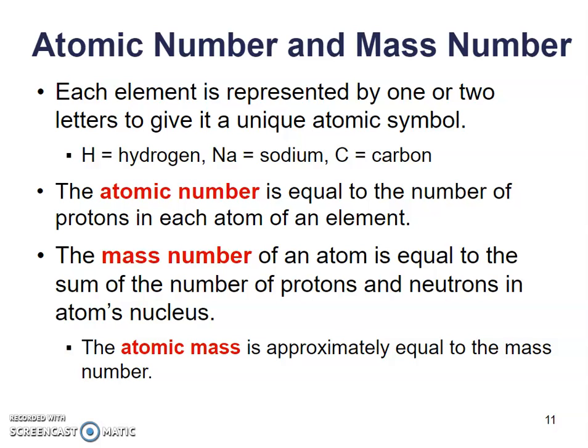The atomic number is equal to the number of protons in each atom of an element. The mass number of an atom is equal to the sum of the number of protons and neutrons in that nucleus. The atomic mass is approximately equal to the mass number.